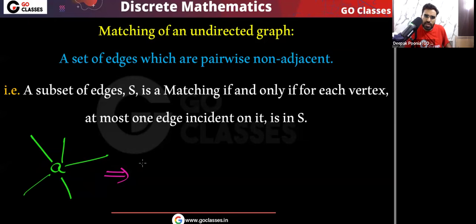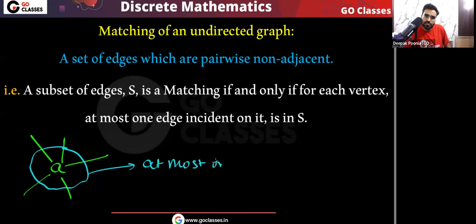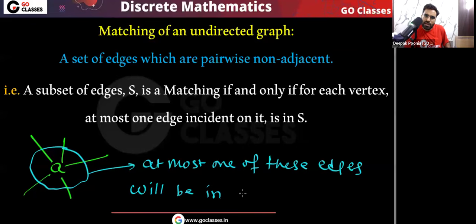Yes or no? So here I can say, look at these edges. I can say that at most one of these edges will be in any matching.